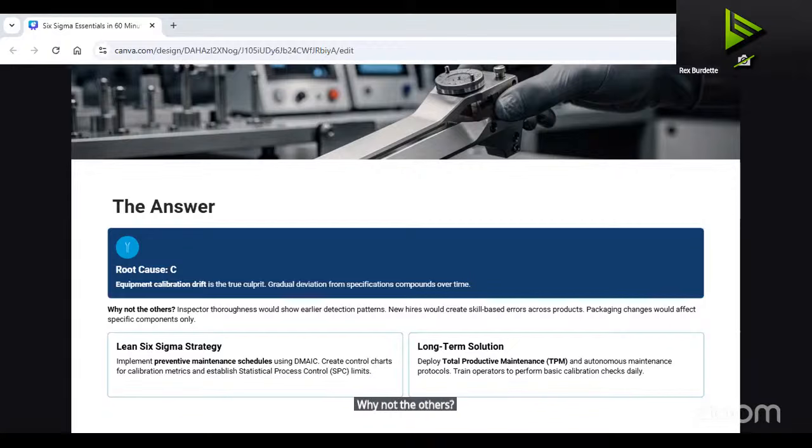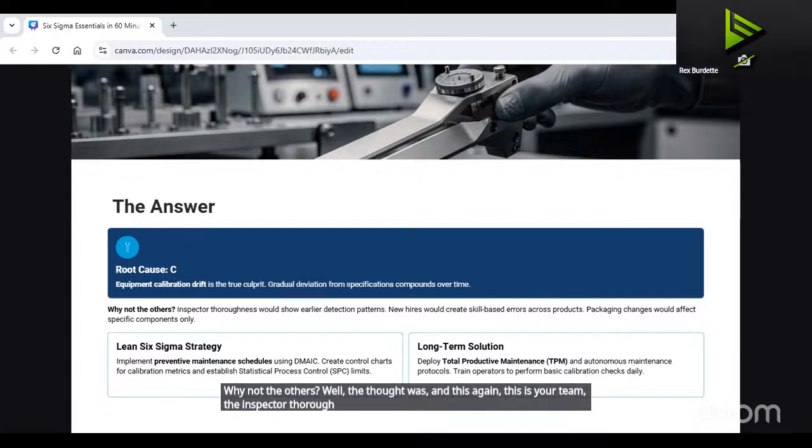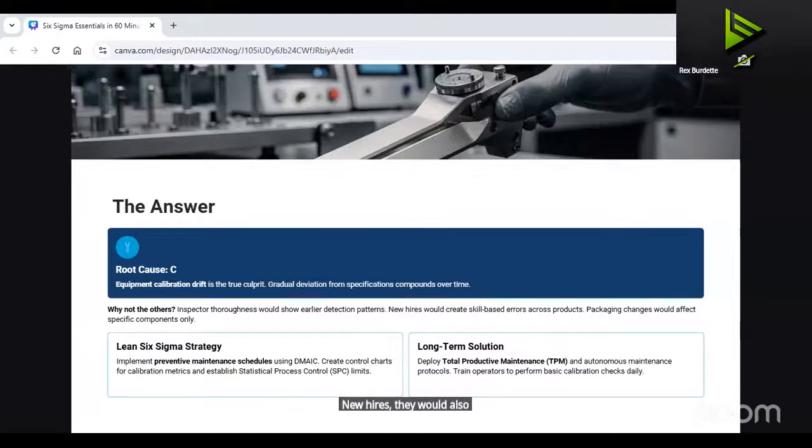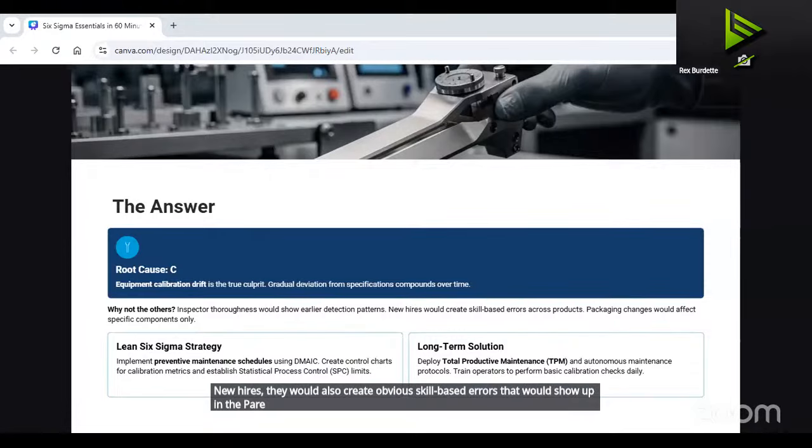Well, the thought was, and again, this is your team, the inspector thoroughness would show earlier detection patterns. So you wouldn't see it suddenly. If you had inspection problems and the inspector's getting thorough, it wouldn't be a sudden jump. It would be earlier detection. New hires would also create obvious skill-based errors that would show up in the Pareto charts and also in the control charts. And then packaging changes would affect specific components. If you had only these packaging changes, you would only see those specific performance issues.